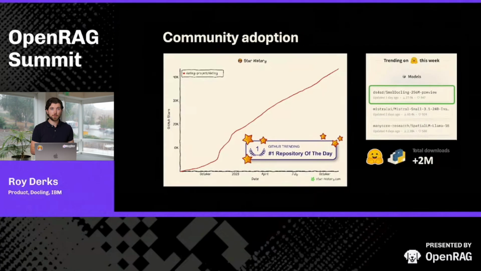And we see developers massively trying out Docling on their own. If you look at the GitHub repo, it has a ton of stars. It has been one of the trending repos on GitHub as well. You can also find it in the trending datasets on Hugging Face. As I mentioned, Docling is more than code. It's also models. And we have over 2 million downloads on Hugging Face and PyPI combined.